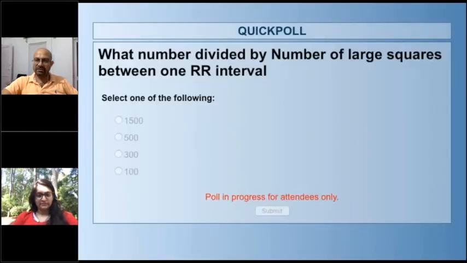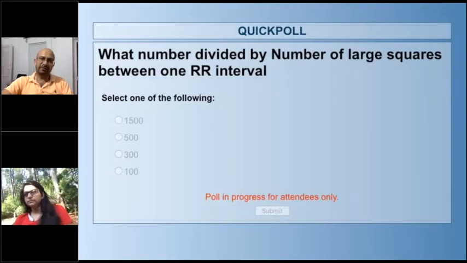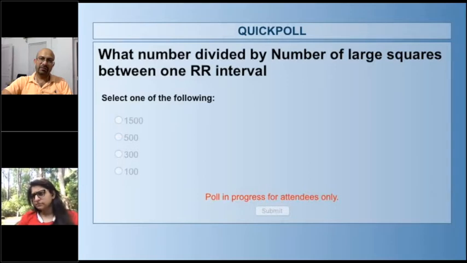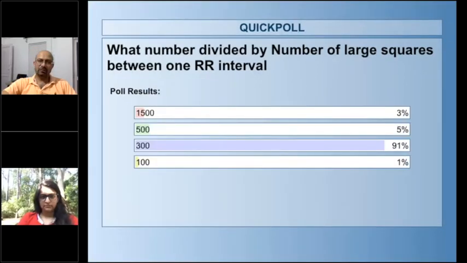The poll is being launched now. What number divided by the number of large squares between 1 RR interval will give you the heart rate? Remember, when you count the small squares, the number is 1500. 1500 by the number of small squares. But if you are counting the number of big squares, what number would you need to divide by? So almost all of you got that right. Practically 90%, more than 90% got it right.